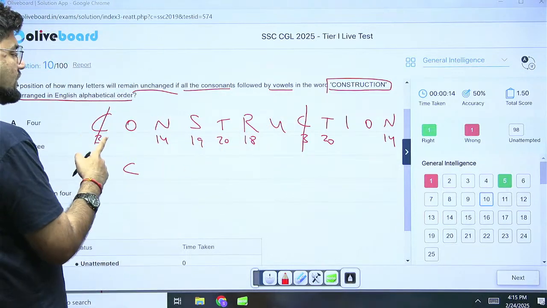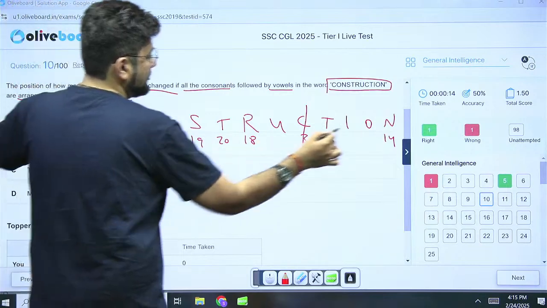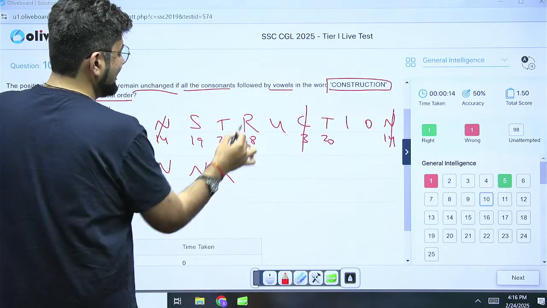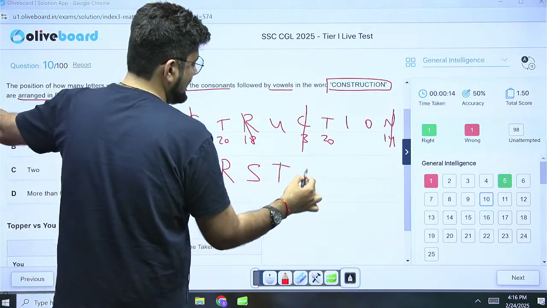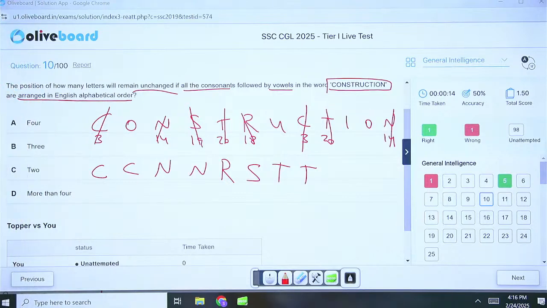Then the next will be 14. We have two 14. So we have N and N here again. Remove them. Next we have 18 here, which is R. We have 19 here, which is S. And we have two T's here, 20 and 20. Done? Now you have these.